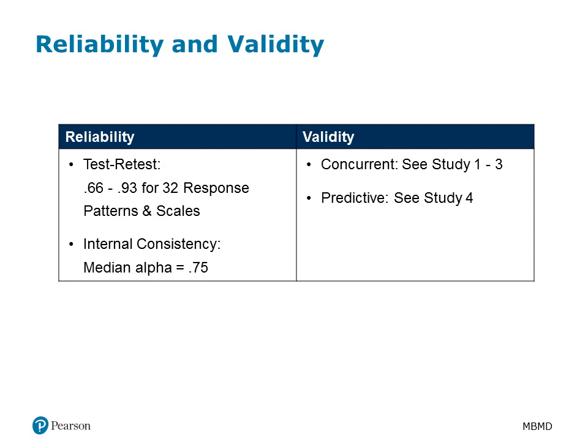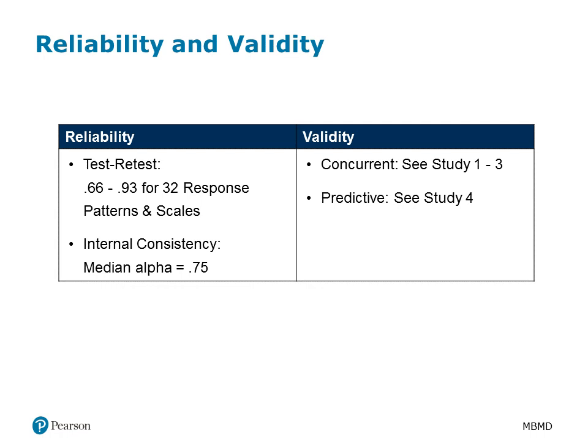In terms of the data that emerged from the normative studies, tests of reliability and validity were conducted. In terms of reliability, there was evidence for good stability over time for the scales of the test, as well as internal consistency with a median alpha of 0.75.